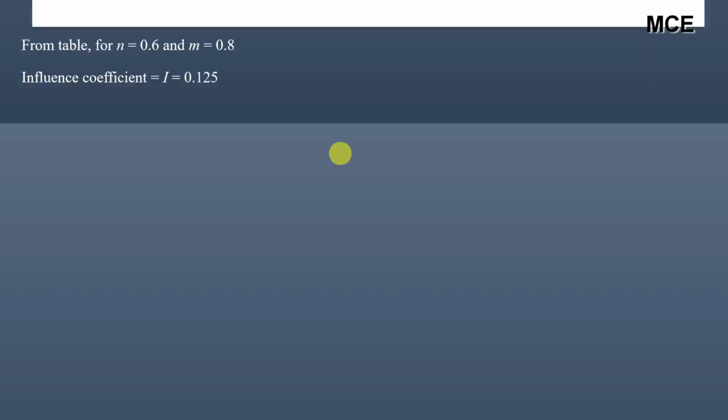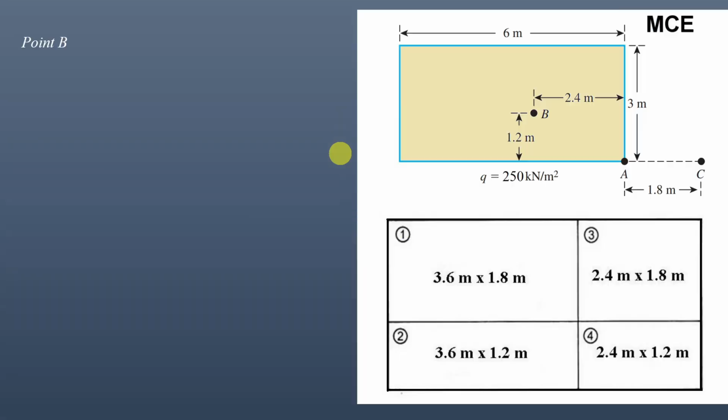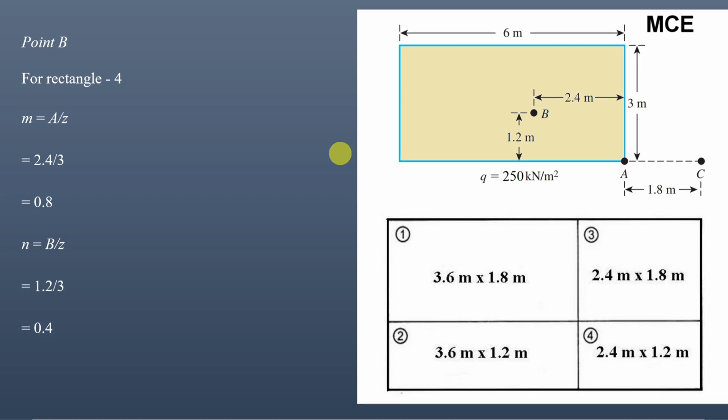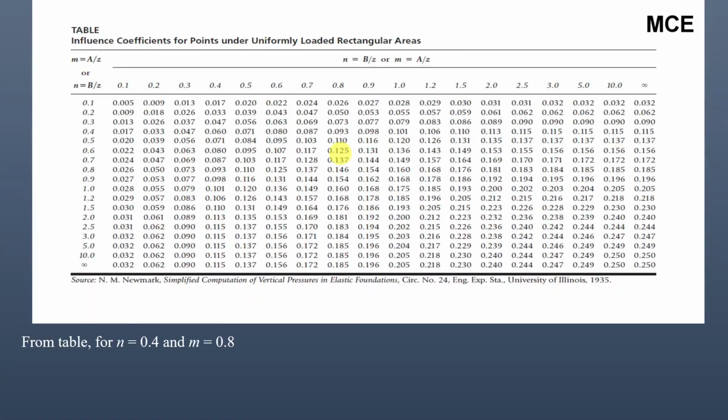After that, for the fourth rectangle, which is of size 2.4 meter multiplied by 1.2 meter, m is 2.4 divided by 3, which is 0.8, and n is 1.2 divided by 3, which is 0.4. So again, for n equal to 0.4 and m equal to 0.8, this is 0.093.